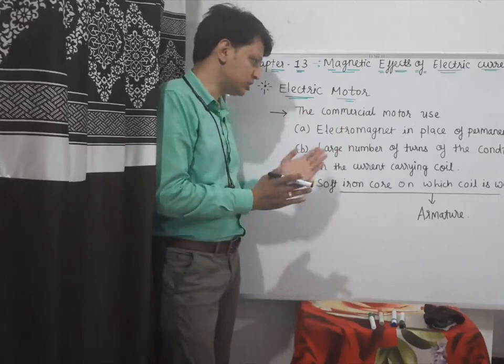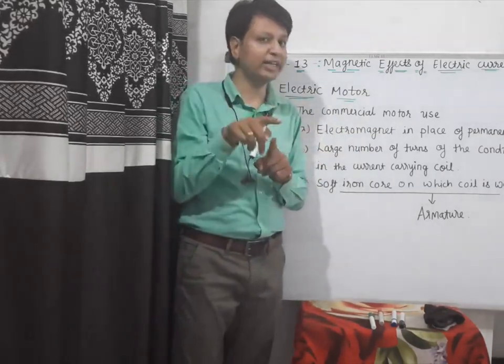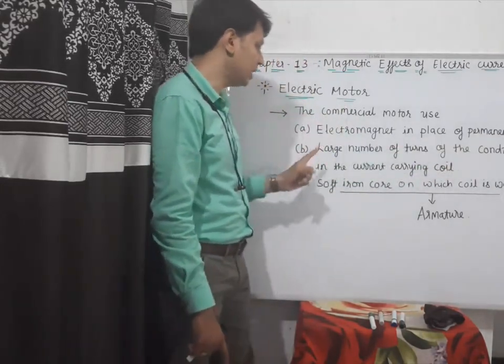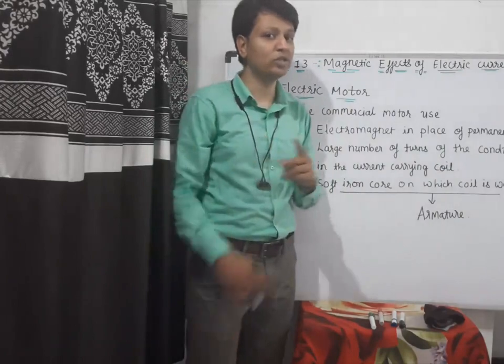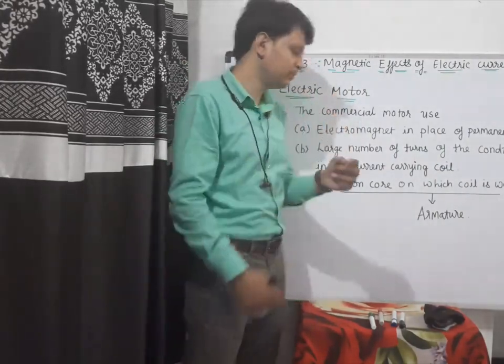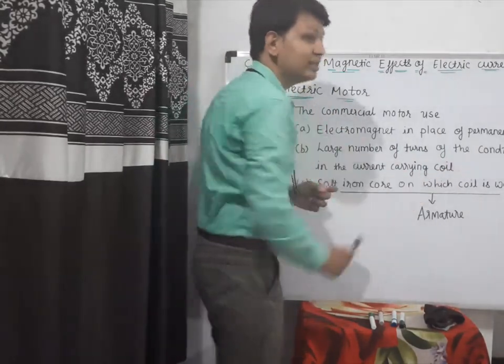commercial motors. Second, the coil which was there, which had only one turn, here there are a large number of turns of a conducting wire in the current carrying coil. So there are a number of turns, let us say 100, let us say 1000. And the third part, a soft iron core on which the coil is wound.